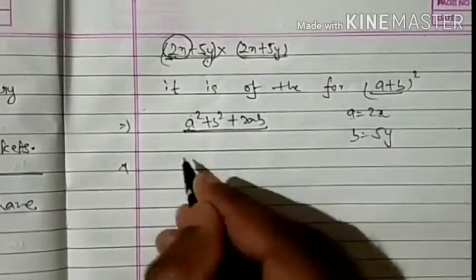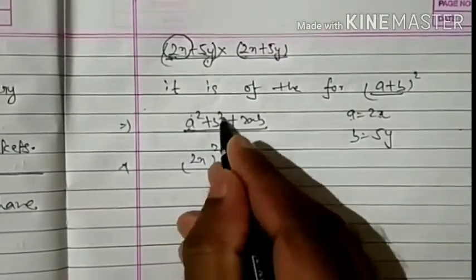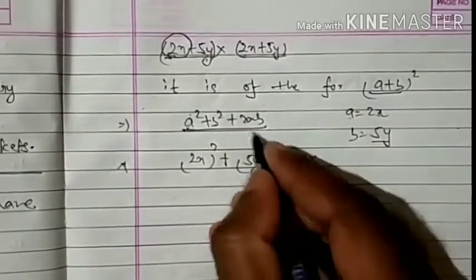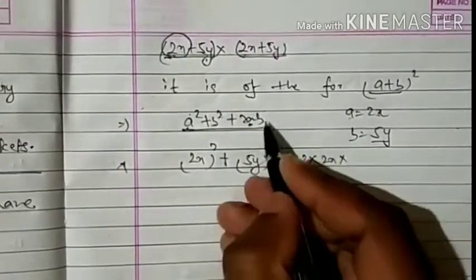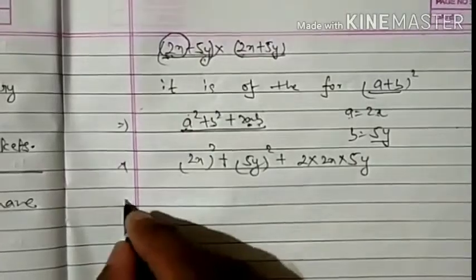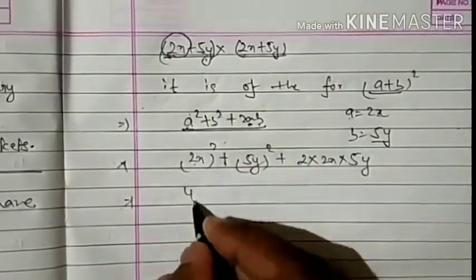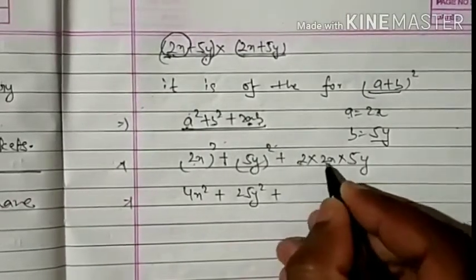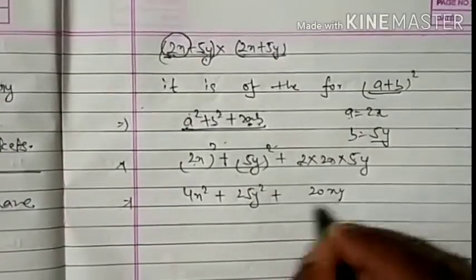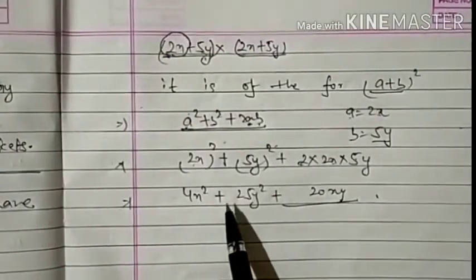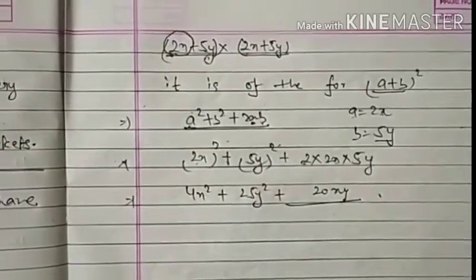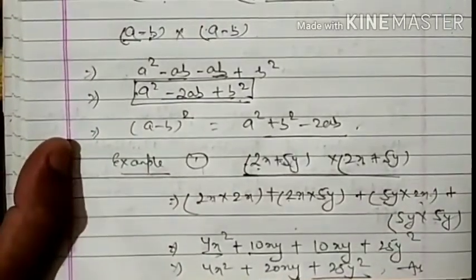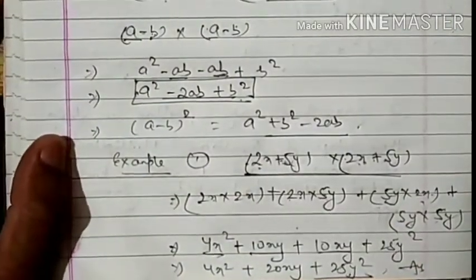A square, that is 2x square, plus b square. What is b? 5y, 5y square, plus 2ab, 2 into a. What is a? 2x, plus b. What is b? 5y. 2x square, that is 2x into 2x, will be equal to 4x square, plus 5y square, 5 fives are 25y square, plus 2 twos are 4, 4 fives are 20, x into y, xy. This is our answer. Here we got 4x square plus 25y square plus 20xy, and in the previous way we got the same result, that is 4x square plus 20xy plus 25y square. I hope it is clear to everyone.